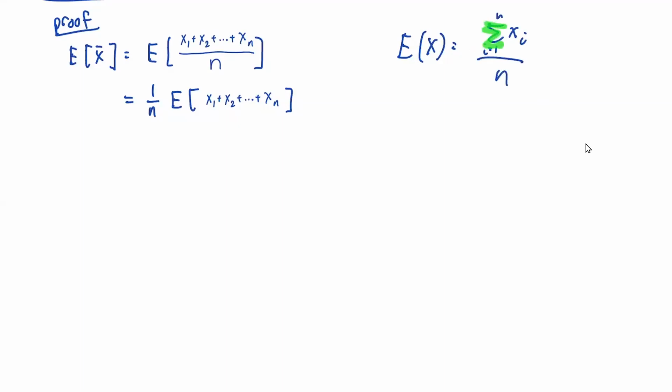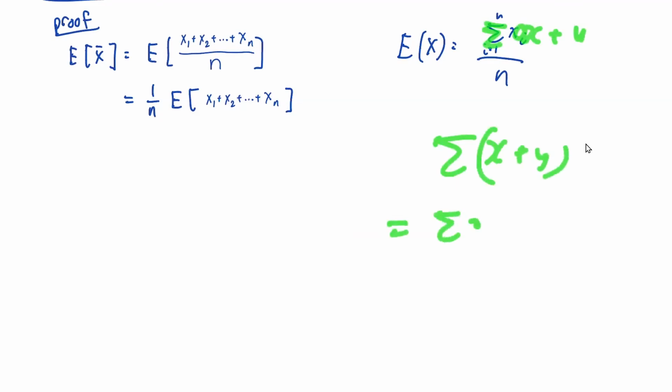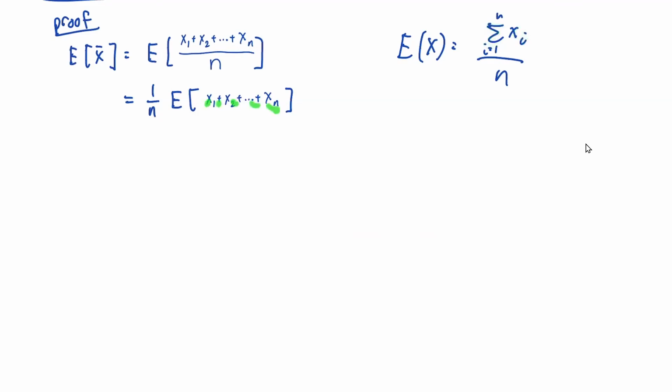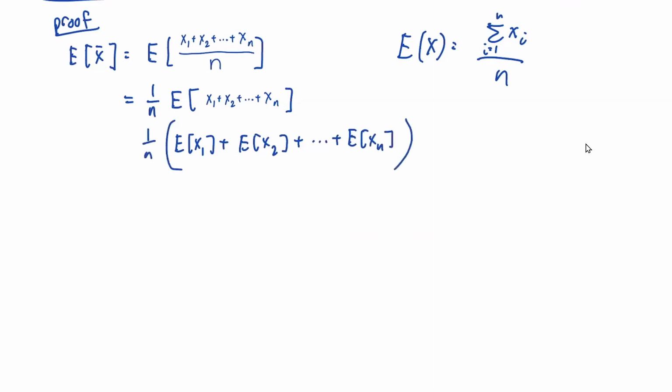So because summation is what we call linear, meaning that if you've got the sum of x plus y, it's really just the sum of x plus the sum of y. So we can extend this idea to n different terms and split it up into expectation x1 plus expectation x2 plus expectation x3 until eventually expectation of xn. Bracket all multiplied by 1 over n.